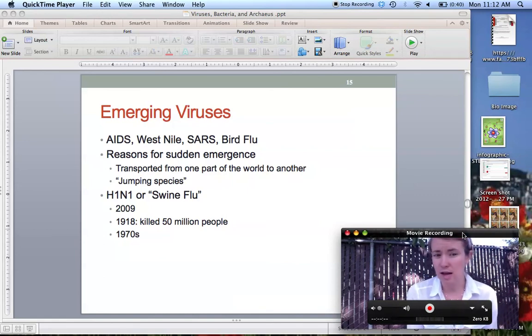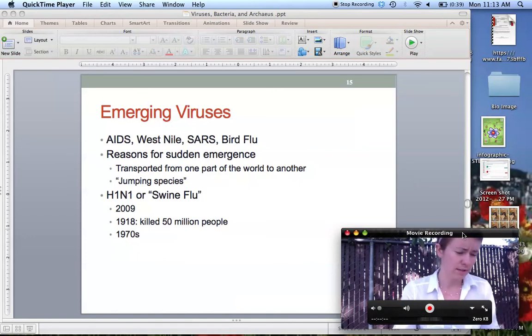And the reason that they think so many young people were affected when it broke out in 2009 was because all of the older people who were alive during the 1970s or shortly after the epidemic of the swine flu already had some predisposition to survive it better. So the H1N1 swine flu is another example of an emerging virus.